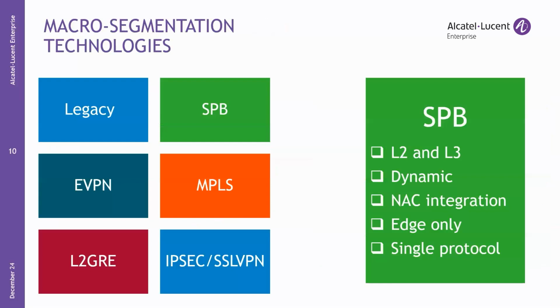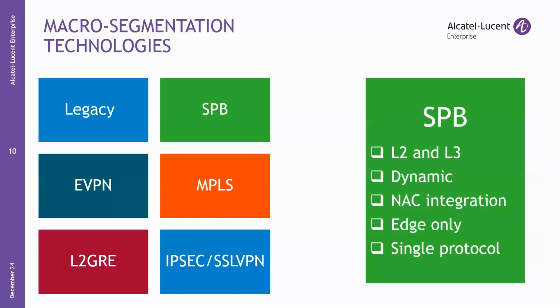Legacy means VLANs for layer 2 segmentation, which can be complemented with VRF for layer 3 segmentation. This is fine, but in a medium to large network, it may become too heavy as there's multiple touch points and configurations are required on every node and on every VRF.